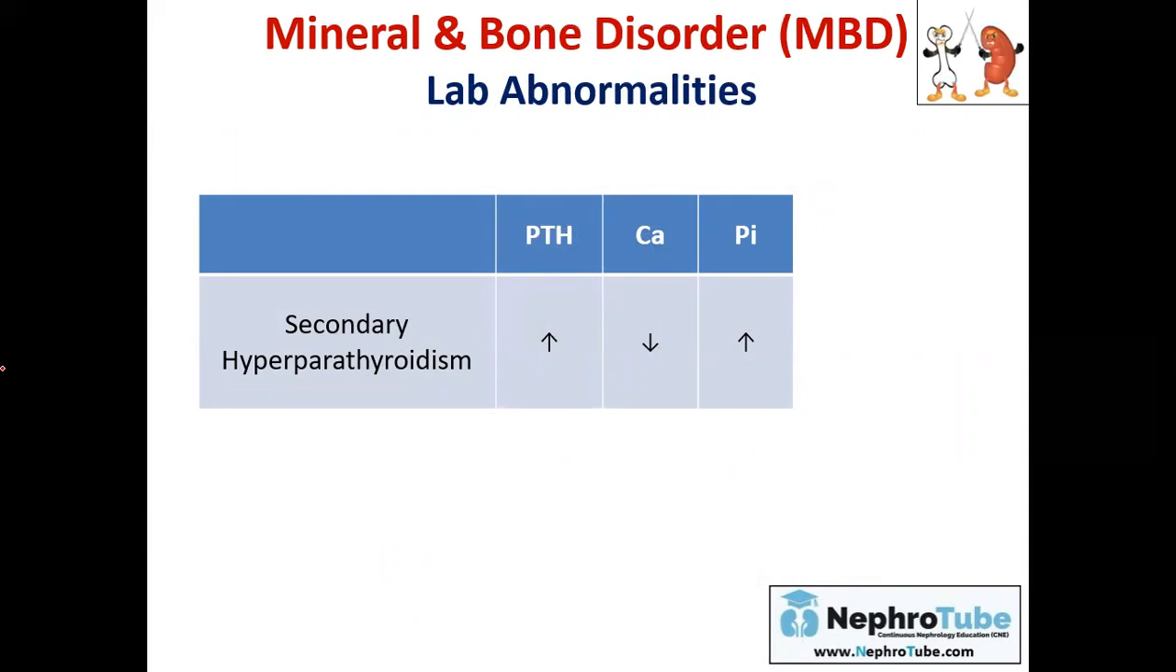So we now have what is called secondary hyperparathyroidism in our patients, and this is the classical picture. You will find high PTH, low calcium, and high phosphorus. This is in the untreated patients.